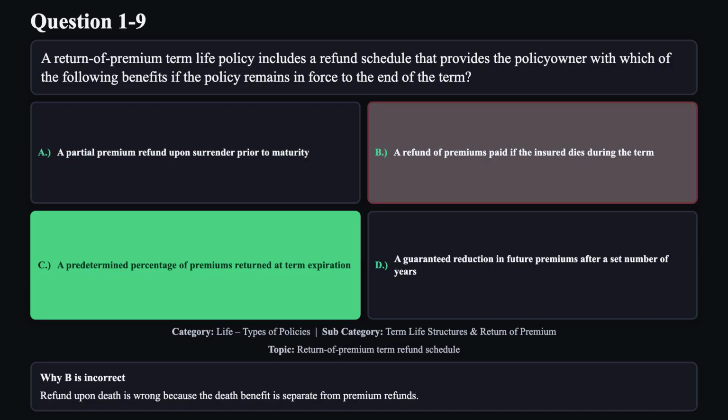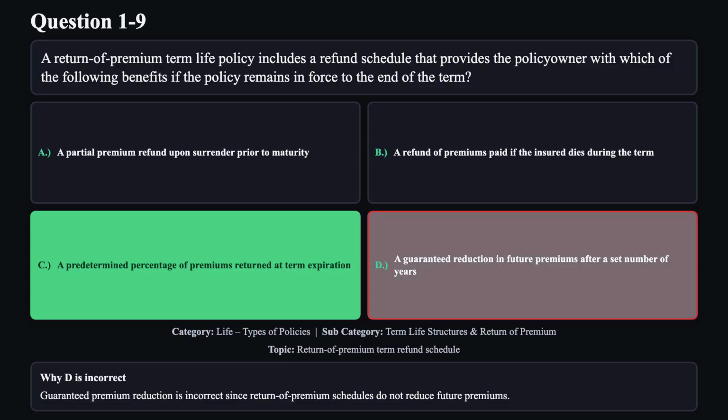Reason B is not correct. Refund upon death is wrong because the death benefit is separate from premium refunds. Reason D is not correct. Guaranteed premium reduction is incorrect since return of premium schedules do not reduce future premiums.